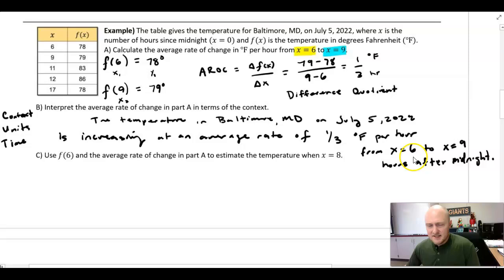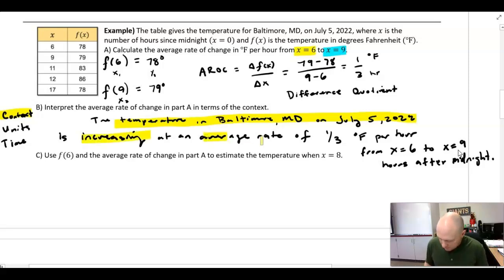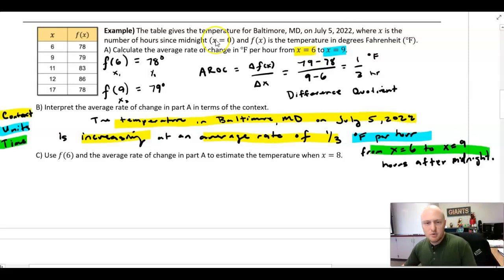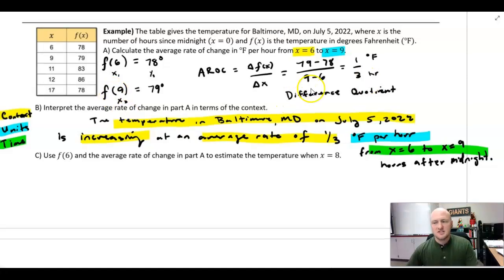If you wanted to say 6 a.m. to 9 a.m., you could go ahead and do that. But just note that these are the three things you'll want to include. You want to include, again, the context. So what are you talking about? We're talking about the temperature. You want to use a directional word here. It's increasing at that average rate. And you want to include units. So here's your units, and specify the time, which we did. You can switch these around as long as you have all three. You're good.